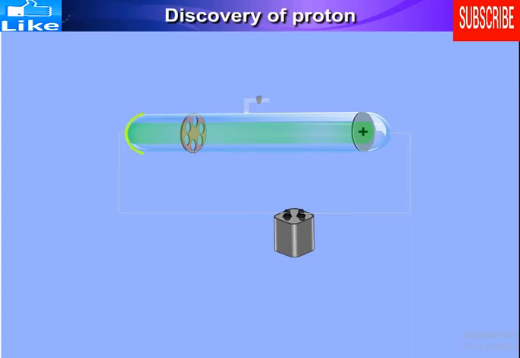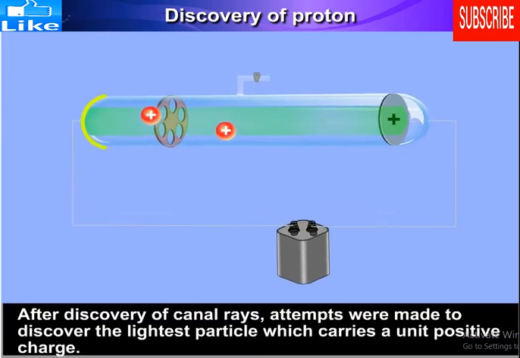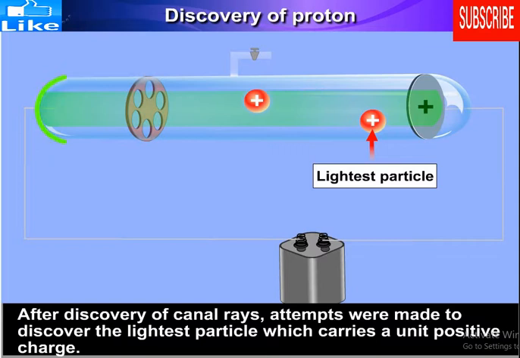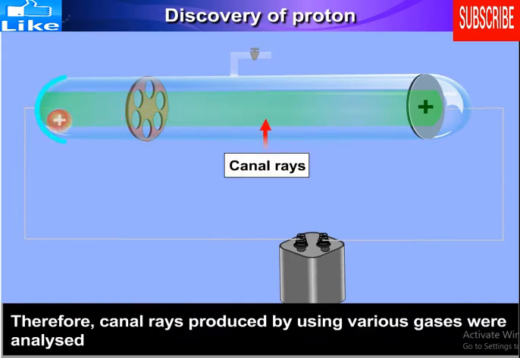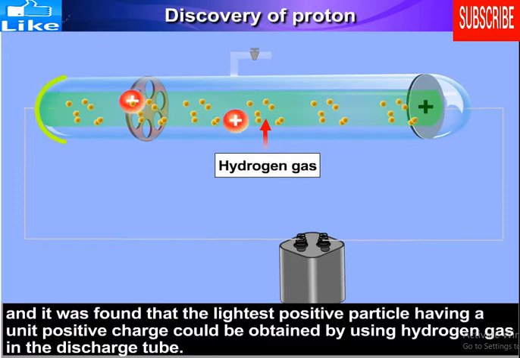Discovery of proton. After discovery of canal rays, attempts were made to discover the lightest particle which carries a unit positive charge. Therefore, canal rays produced by using various gases were analyzed. And it was found that the lightest positive particle, having a unit positive charge, could be obtained by using hydrogen gas in the discharge tube.